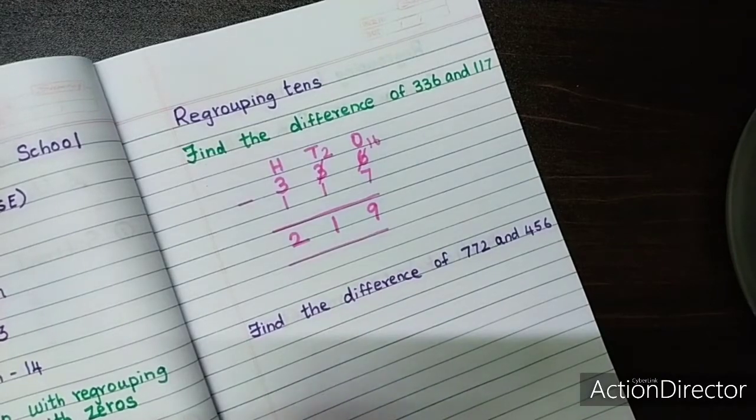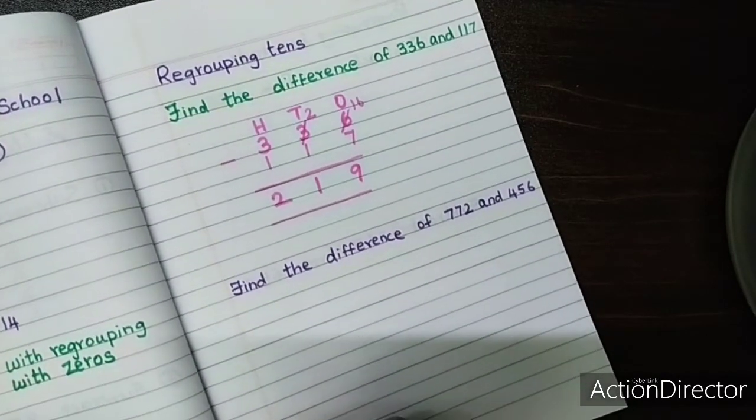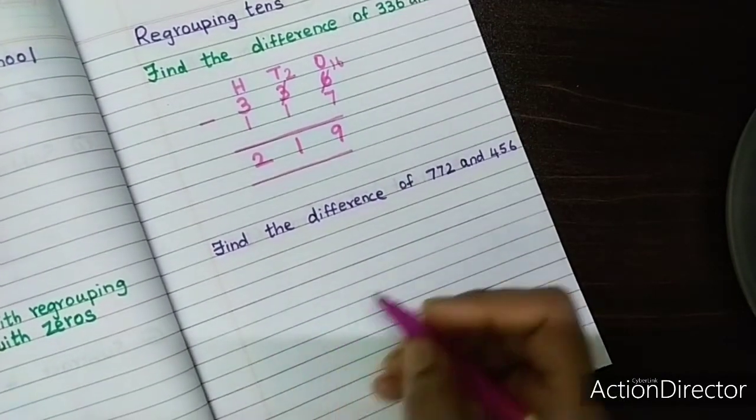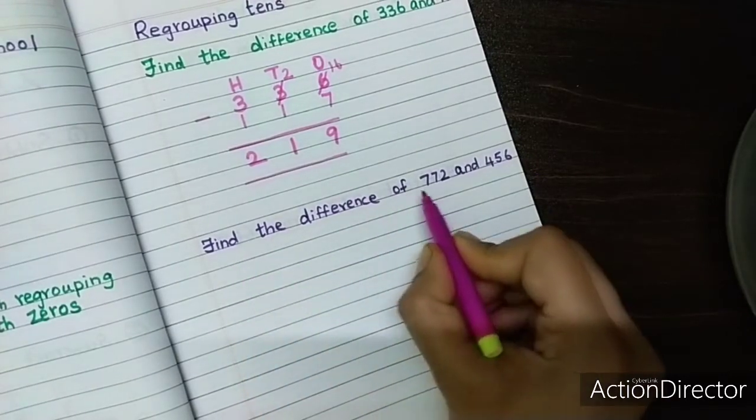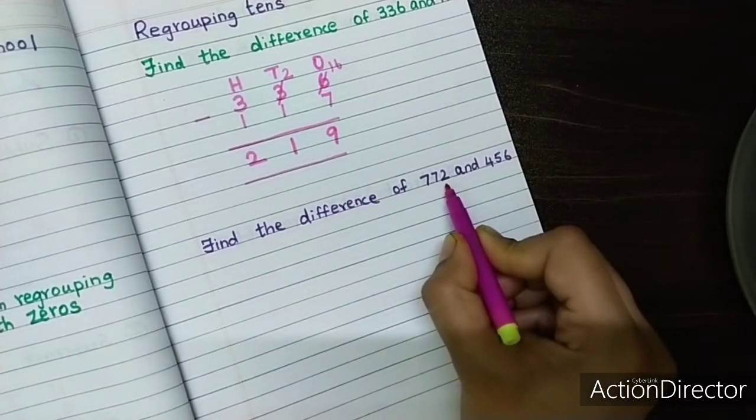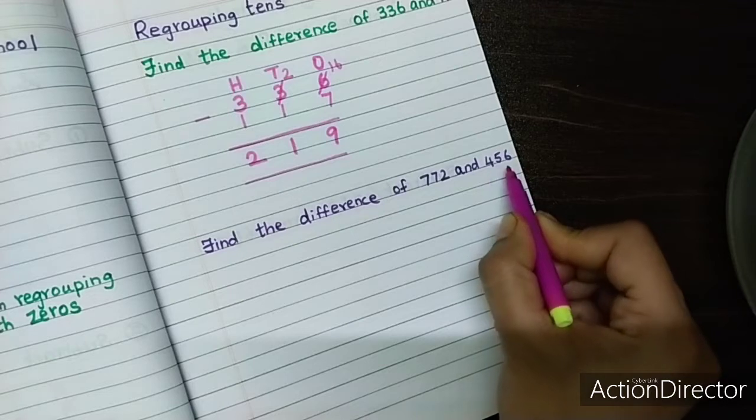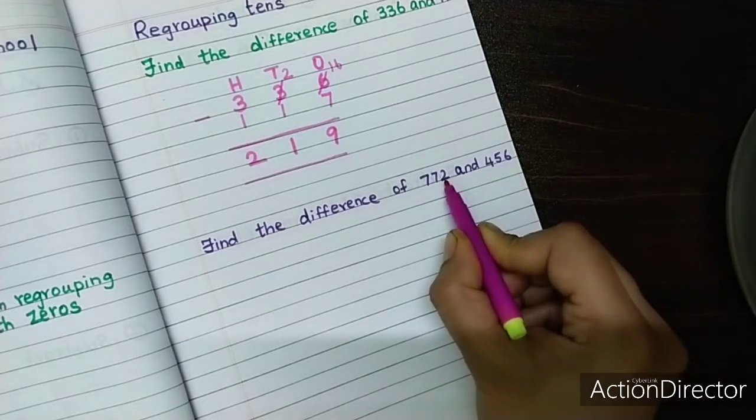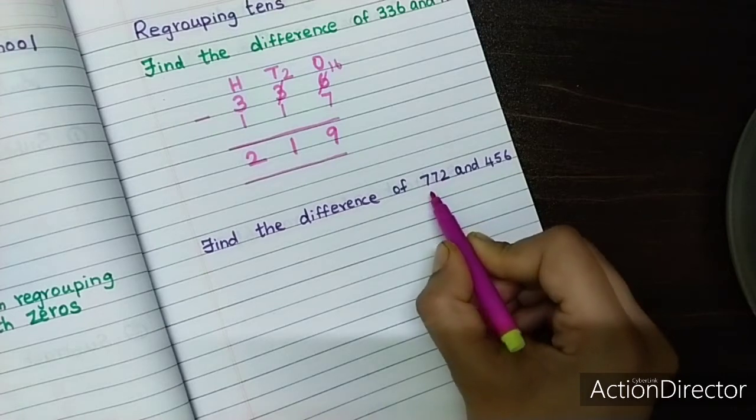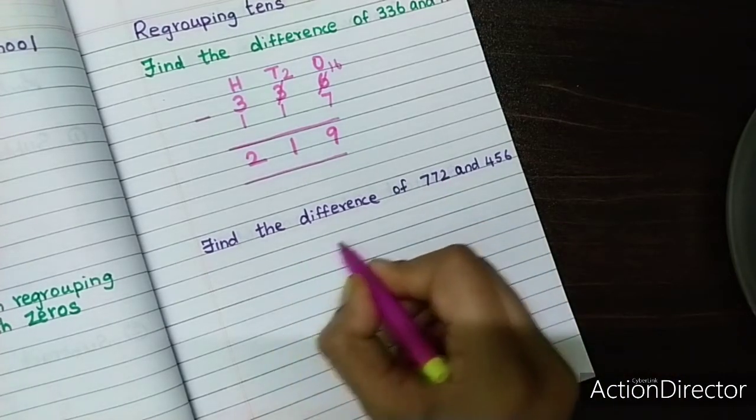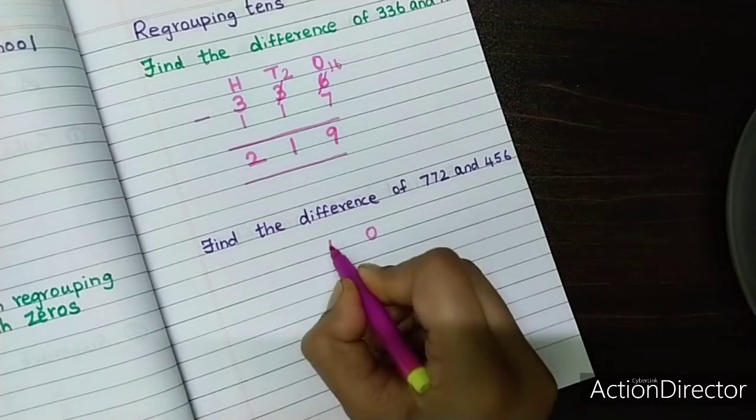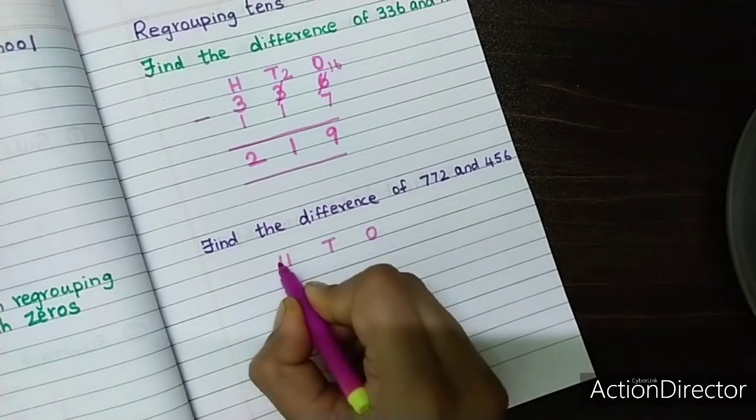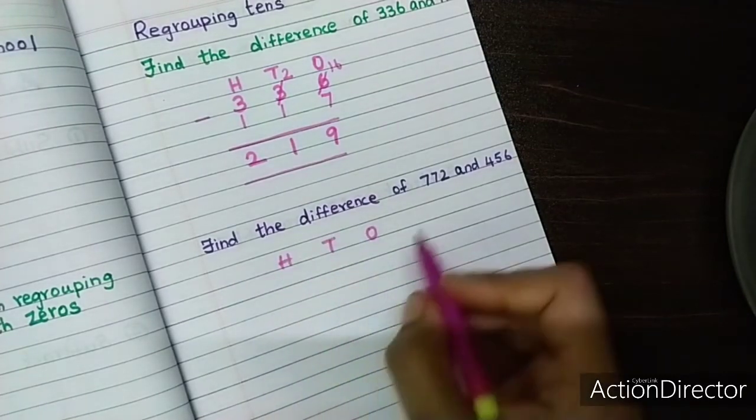Okay. So one more sum we shall do so that you can understand. Find the difference of 772 and 456. Here this is a 3-digit number, that is ones, tens, hundreds. So first we'll write the place values: ones, tens, hundreds. Now we are going to write the numbers.